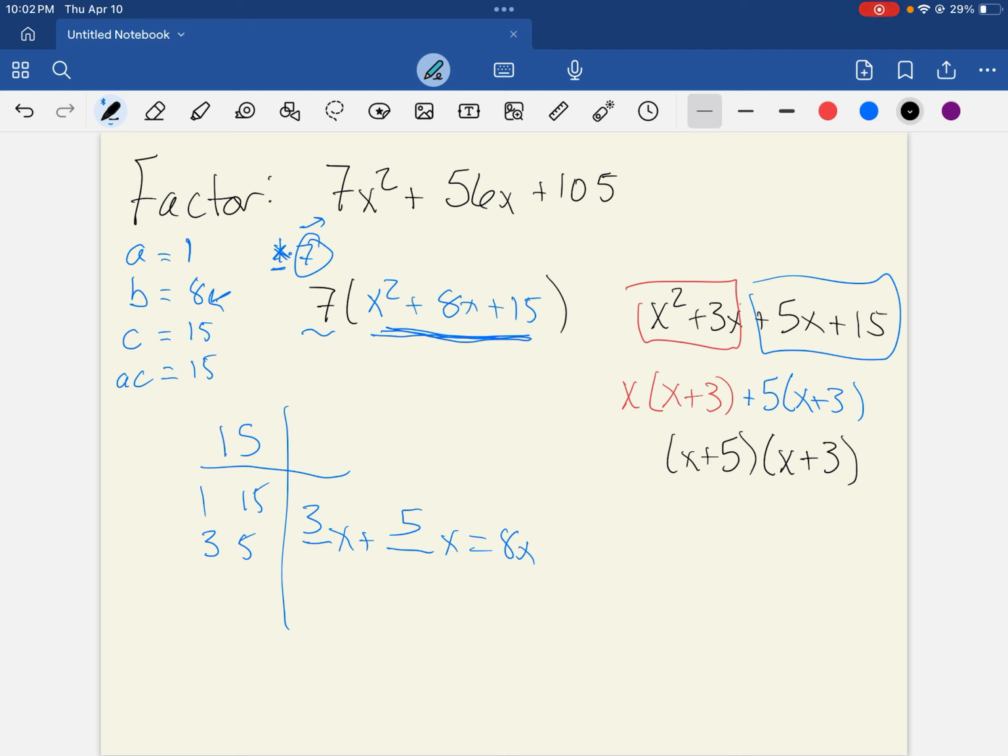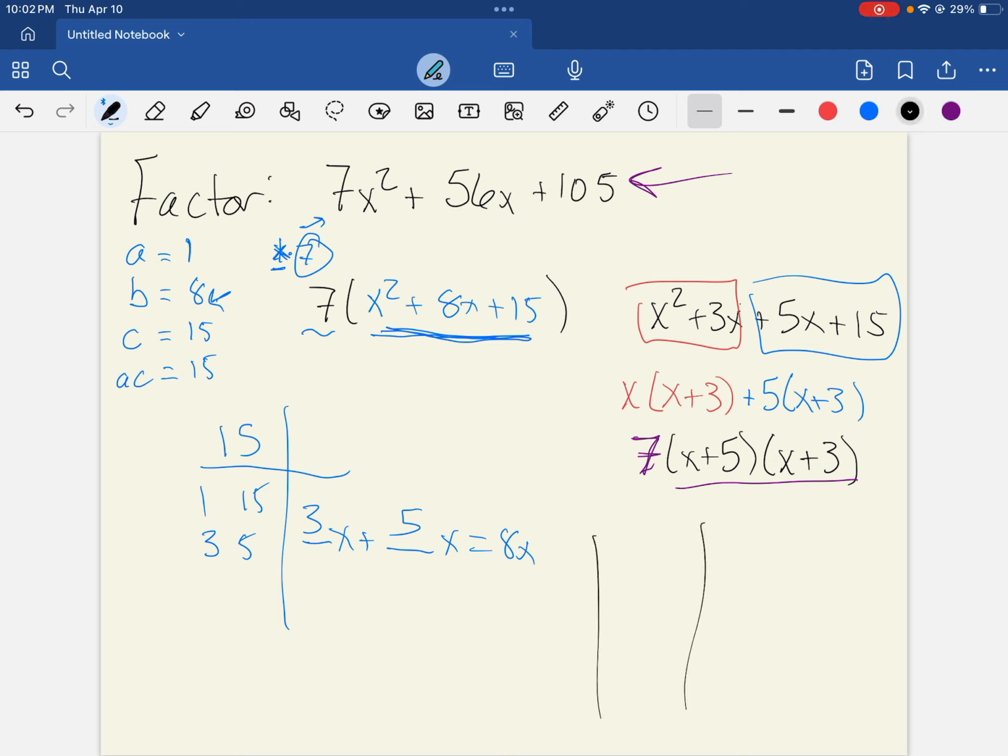Now, right now, this still isn't right. This still isn't done. If I multiply these two things together, I'm not getting my original number. What I need to do is I need to come back in here, and that GCF I took out at the very beginning, I need to add that again at the very end.